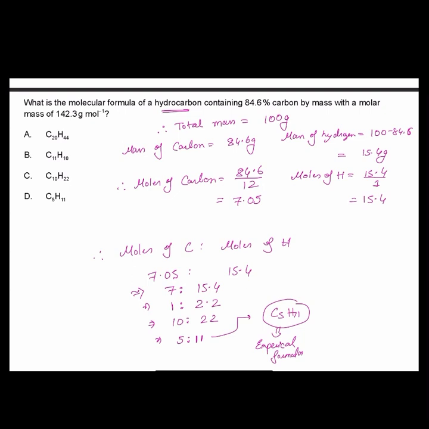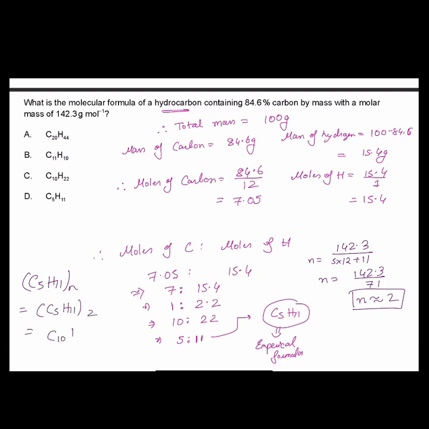To find the molecular formula, we have to find N, which is molecular mass divided by empirical formula mass. Molecular mass is 142.3, empirical formula mass is 5 times 12 plus 11, so that is 71. 142.3 divided by 71, so N is approximately equal to 2. Right, so the molecular formula will be C5H11 whole N. So that will be C5H11 whole twice, so that is C10H22. C10H22, and we see option C is the correct answer to this question.